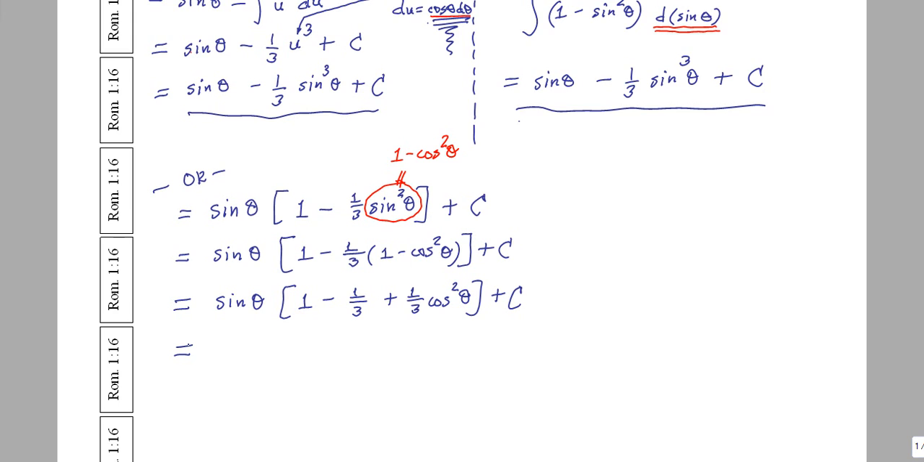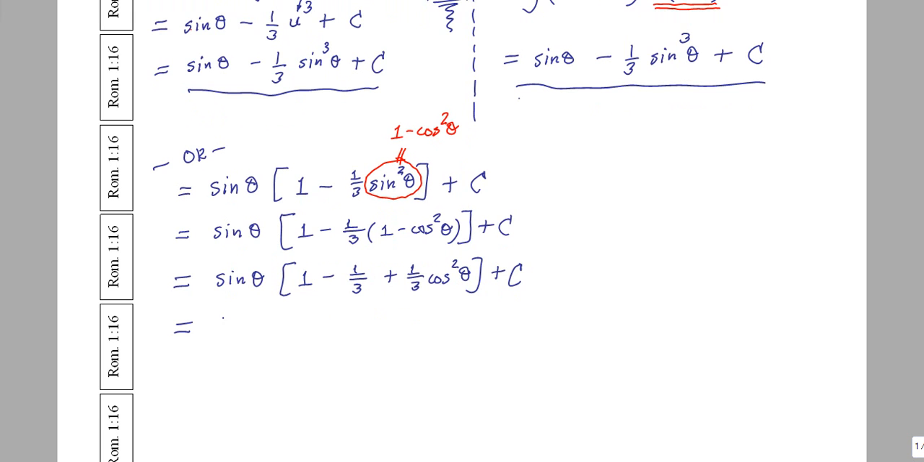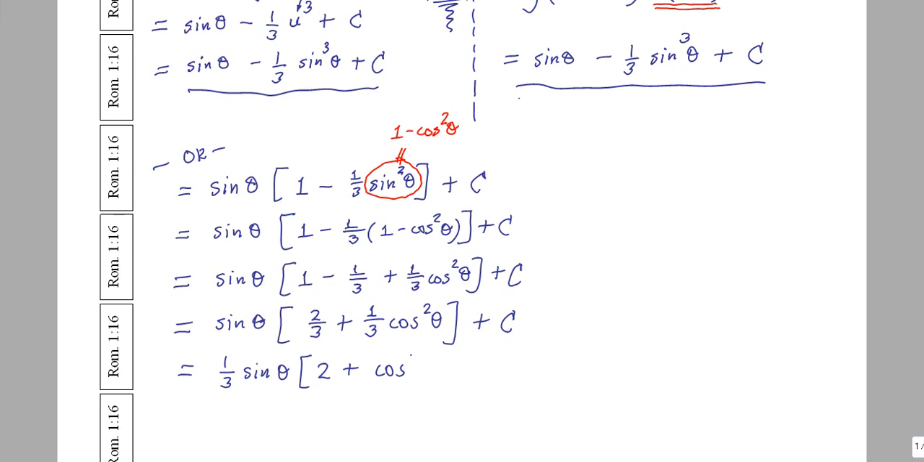So this is equal to sine of theta times, 1 minus a third is 2/3, plus a third of cos squared theta, plus that constant out there. Now I've got a third in common, so I can write this as a third of sine of theta times 2 plus cos squared theta, plus the constant outside.